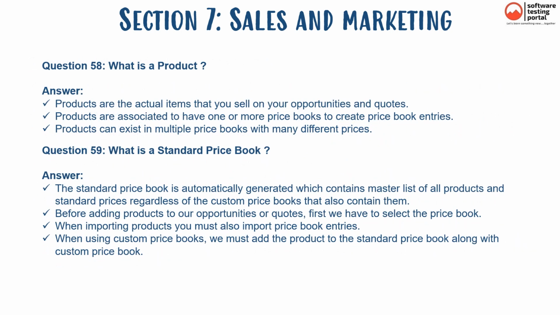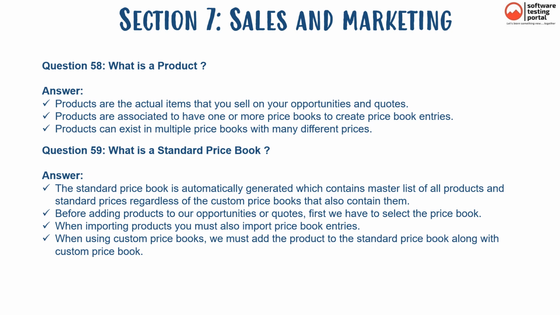Question 58. What is a product? Products are the actual items that you sell on your opportunities and quotes. Products are associated with one or more price books to create price book entries. Products can exist in multiple price books with many different prices.